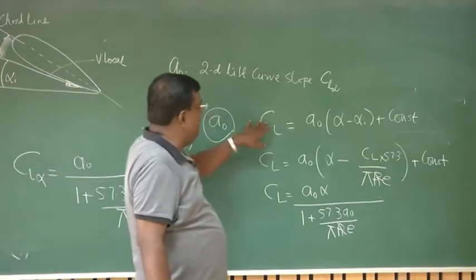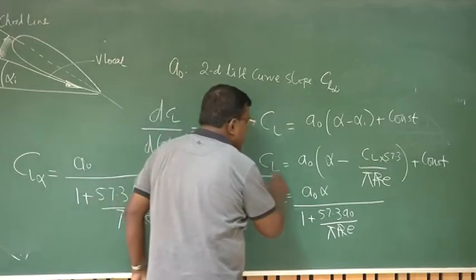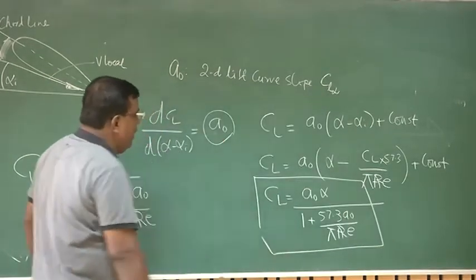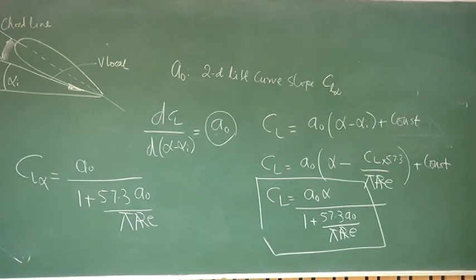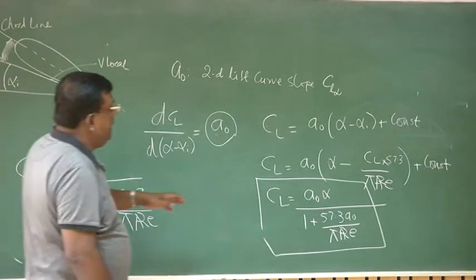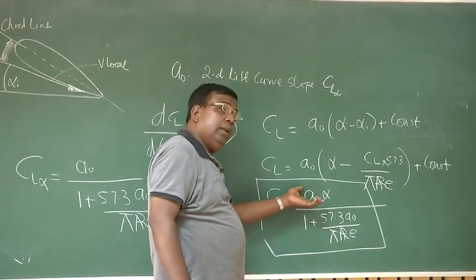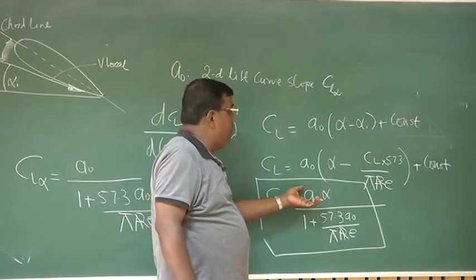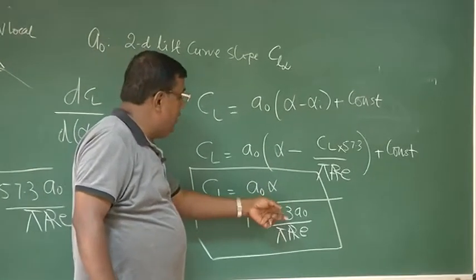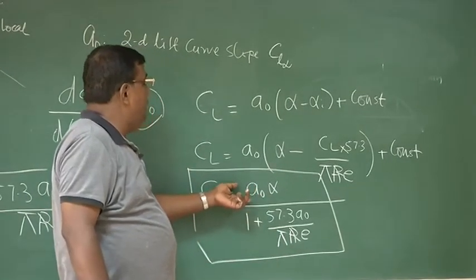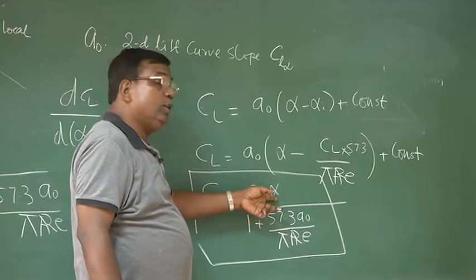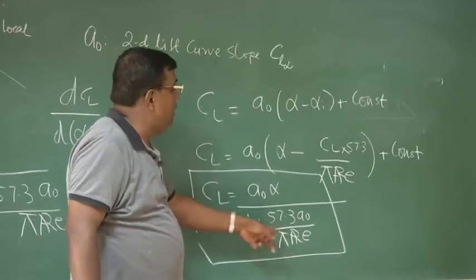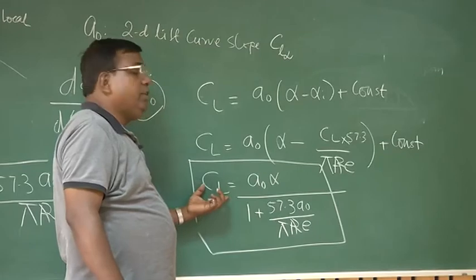Now from here I write CL equal to this, and I get an expression: CL equals A naught alpha plus 1 plus 57.3 A naught by pi aspect ratio e. The 57.3 I put to convert radian to degree. So what is the message here? If I have an aerofoil lift curve slope of, let's say, 0.1 per degree, then if I want to calculate CL, I have to use that value, put alpha in degree and all such values, A naught here. So from the 2D value, I'll get the 3D value.